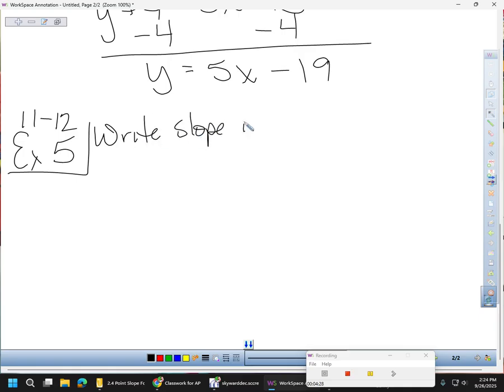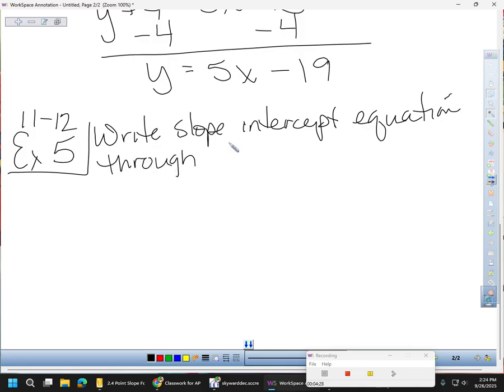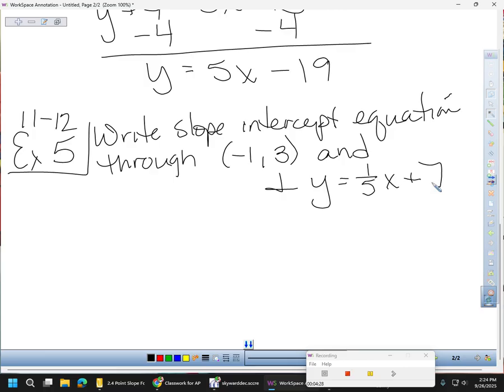Slope-intercept. Equation through, how about let's go -1, 3, and perpendicular to y equals 1/5 x plus 7. All right, so first of all, my slope in this equation is 1/5. What does that mean my perpendicular slope is?